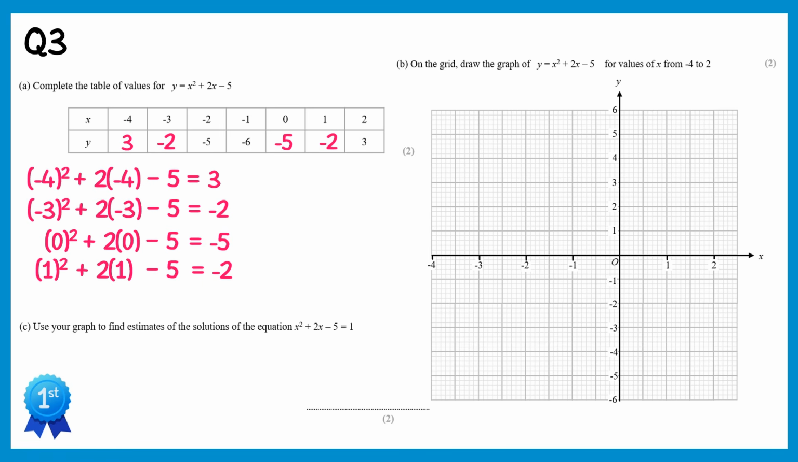For part B, we need to draw the graph. So what we're going to do is take each of the pairs of values and plot them as coordinates. Let's start with negative 4, 3. That point goes here. Then negative 3, negative 2. That goes here.